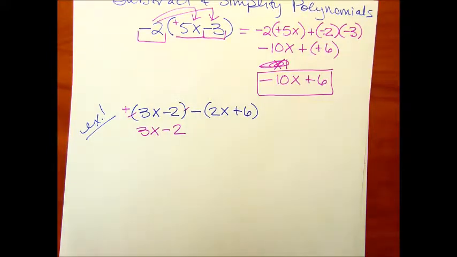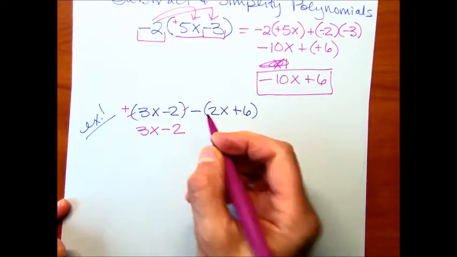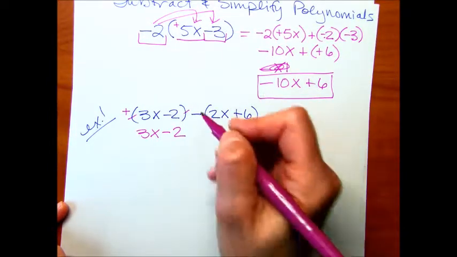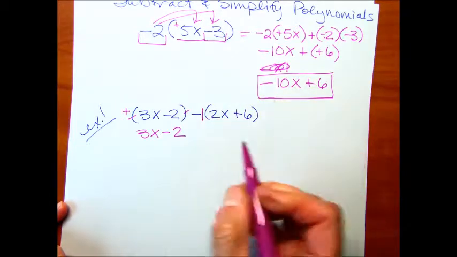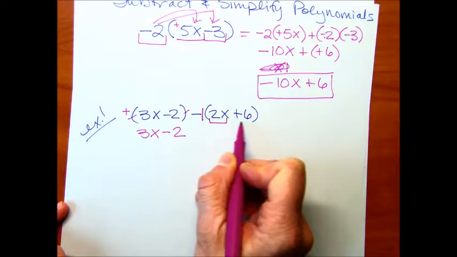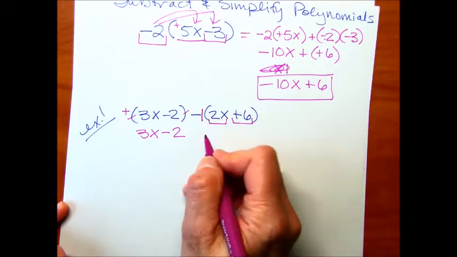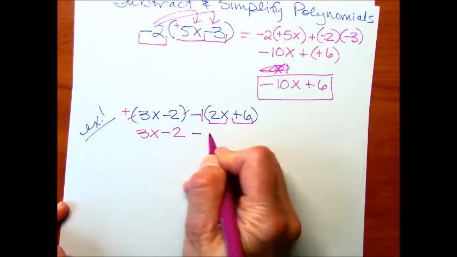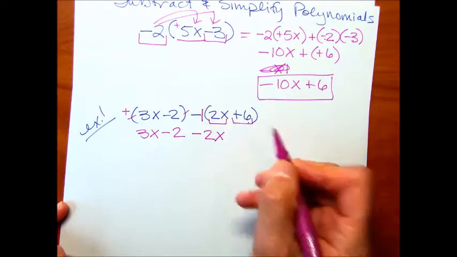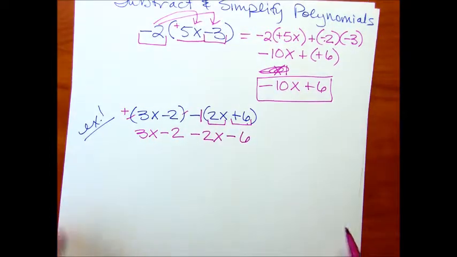Now over here, notice we have a negative, and if you watched the distributive property video, this is really -1. So we're distributing -1 to each part within this grouping. So -1 times positive 2x is going to be -2x, and -1 times a positive 6 is going to give us a -6.